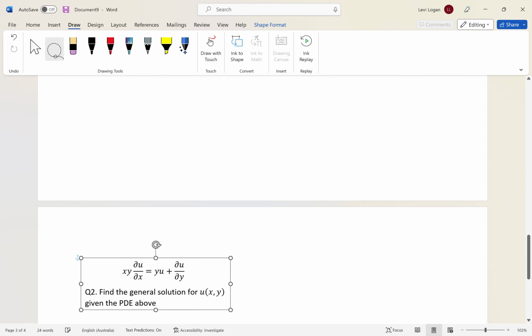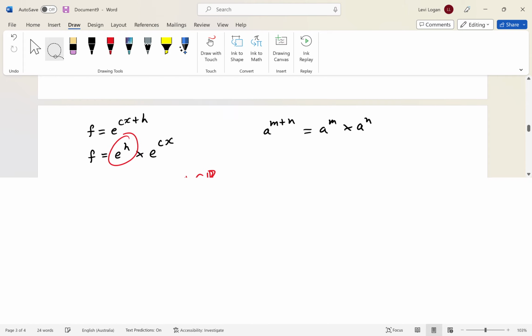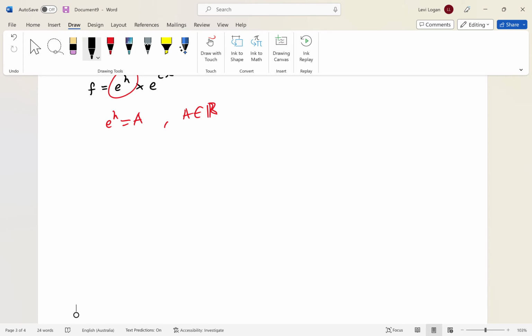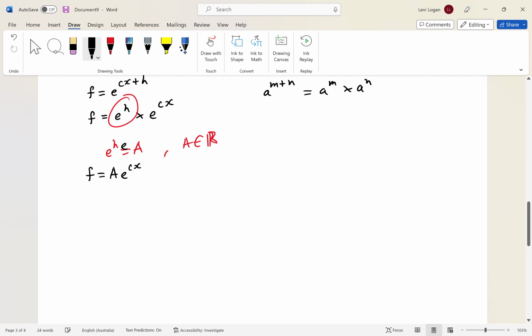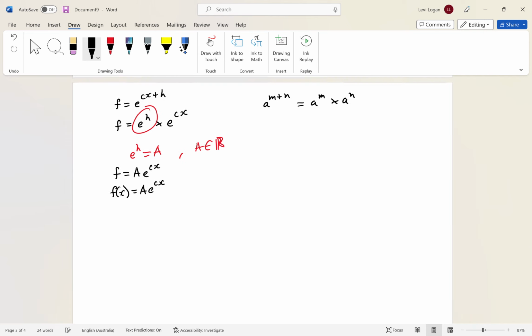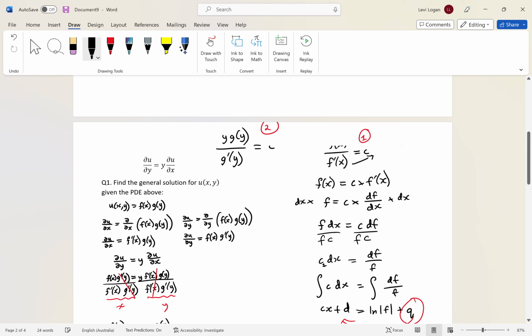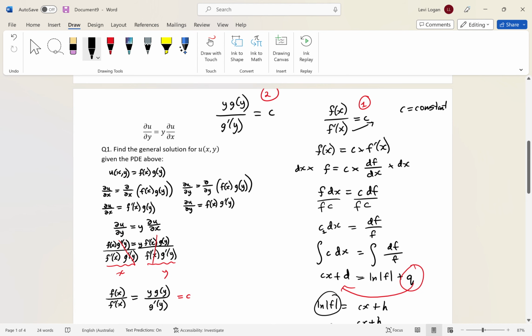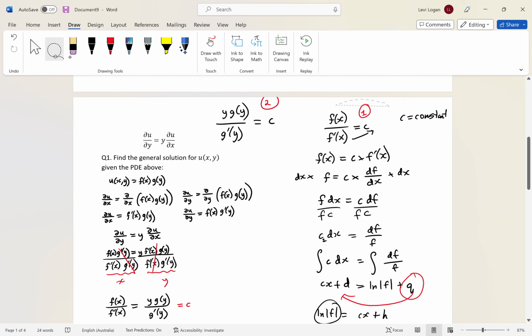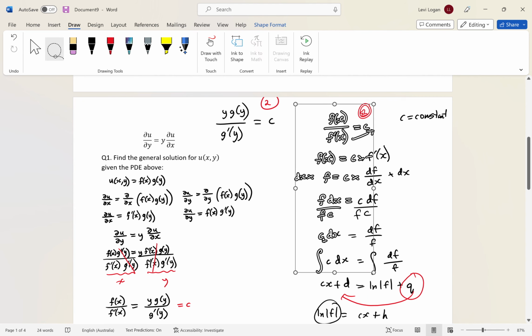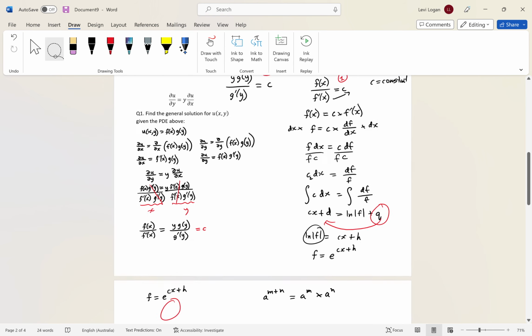This is our second PDE we'll be solving. It's a lot harder than the first one. Alright, so applying that knowledge, we just have f is equal to a e^(cx). So therefore f of x is just equal to a e^(cx). Boom! We've solved our first ODE here. So we've solved the equation f of x divided by f prime of x is equal to c. We've solved that ODE. So all I'm going to do now is make all of this a bit smaller, because we still have to solve our second ODE.